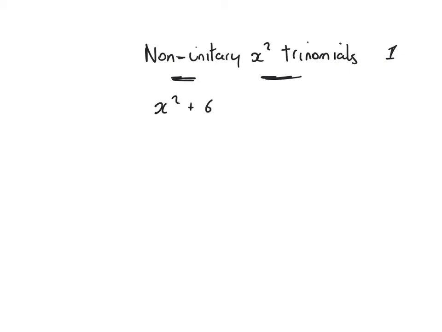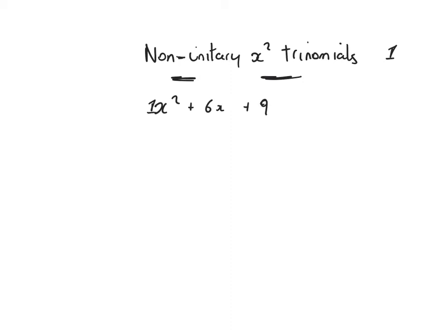Okay, we're going to take this a wee bit further, factorising trinomials with a new lesson, which is going to be non-unitary x squared trinomials. Now, unitary meaning one. So a unitary x squared trinomial is one like this that we've got a lot of practice on and experience with already. Why is it called unitary x squared?